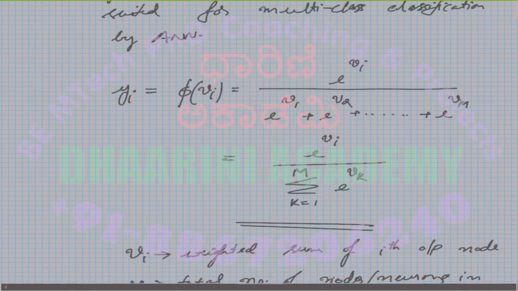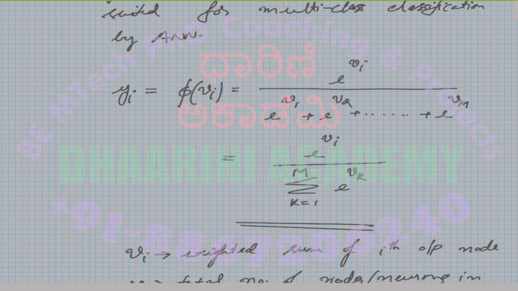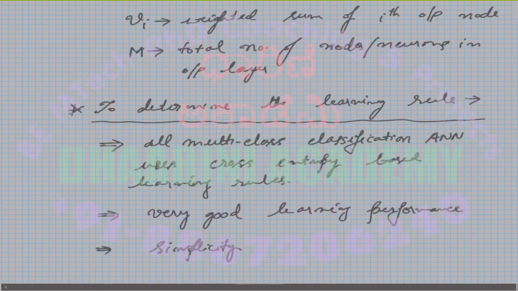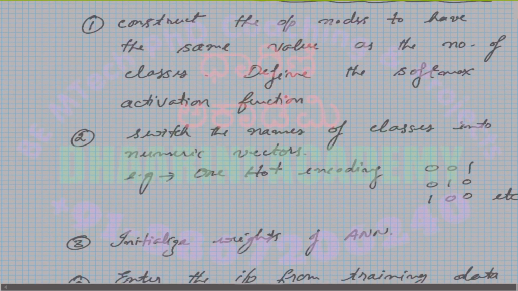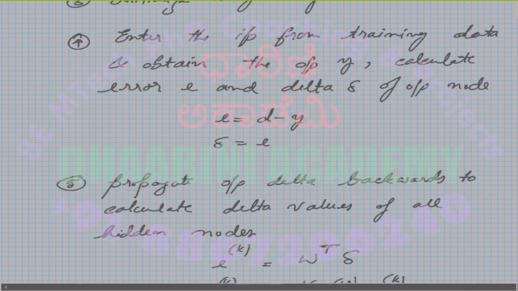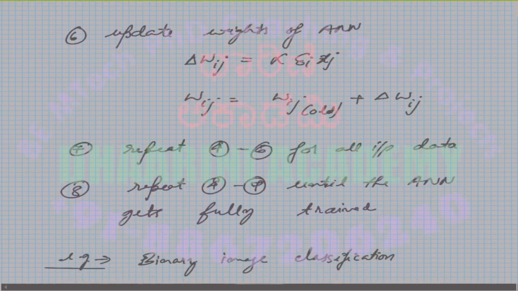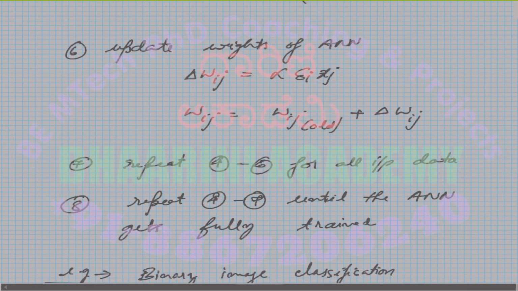Because of this, we define the activation function of the output layer: we remove the sigmoid and bring in what is called the softmax. So this is the idea. Then we consider the step-by-step procedure for how to solve any problem related to this.